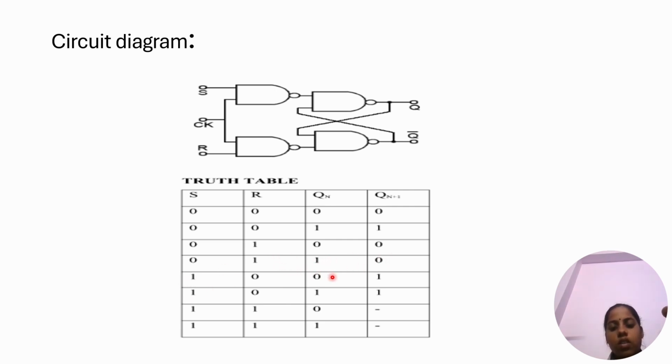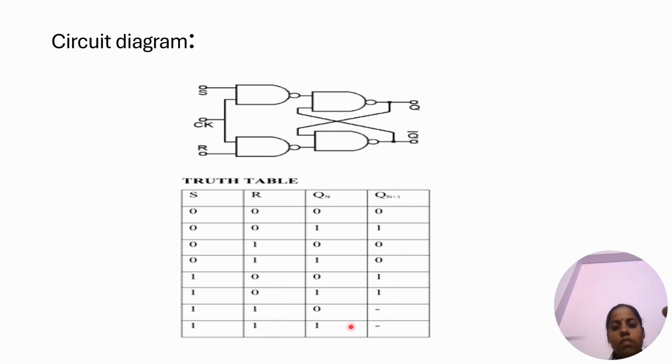For 0 1 input again, present state is 1, next state is 0. Here we take 1 0, present state is 0, next state is 1. Again we take 1 0, present state is 1, next state is 1. Here 1 1 means no use, both set and reset on at a time, because there is no use when the inputs are 1 1.